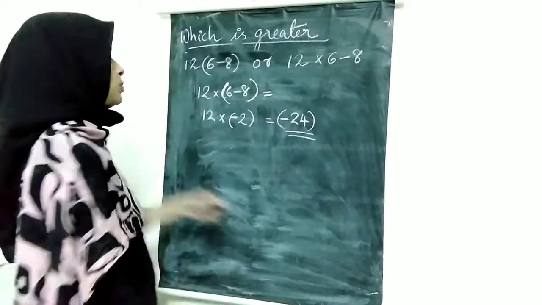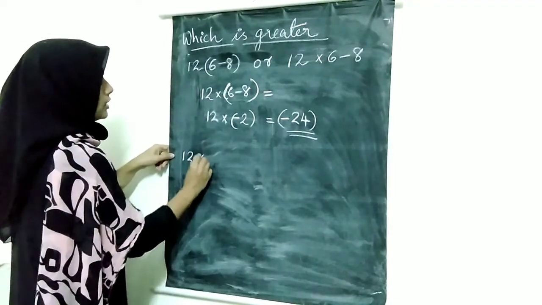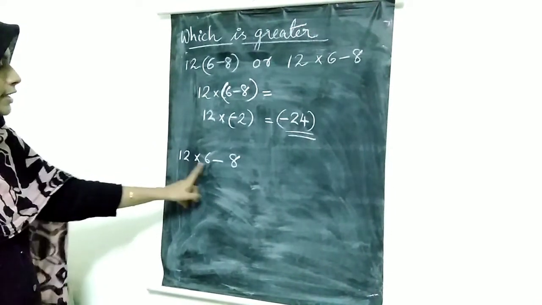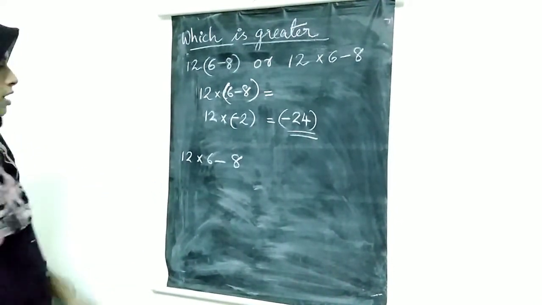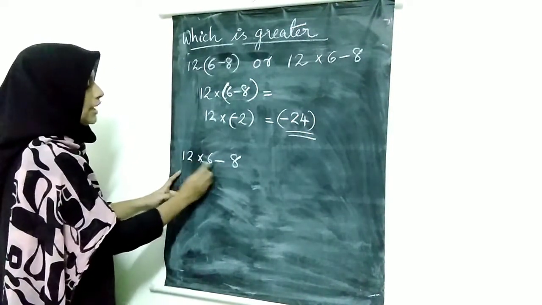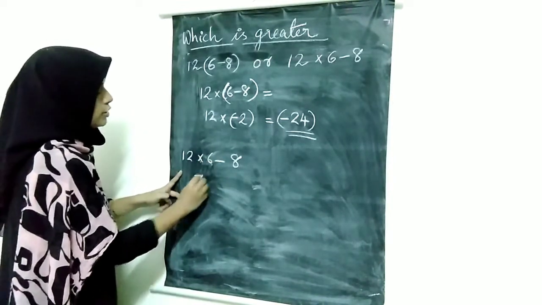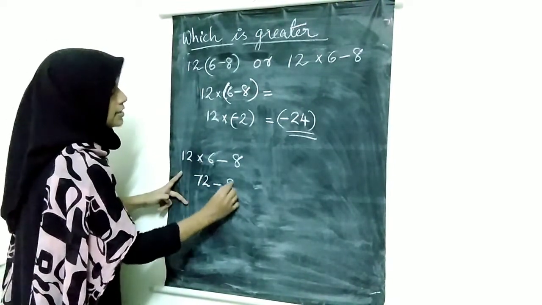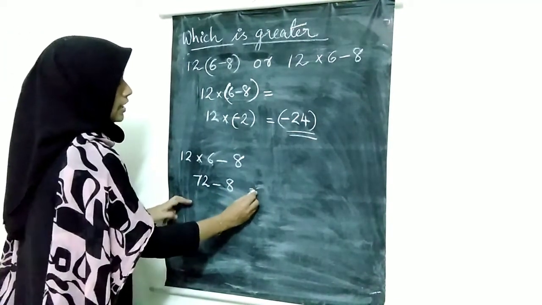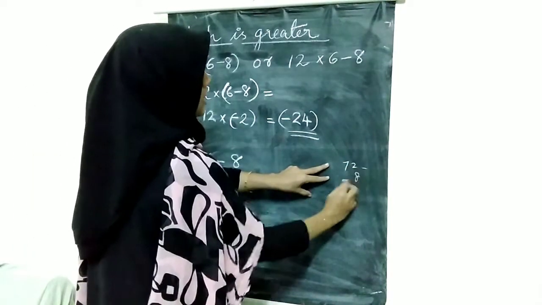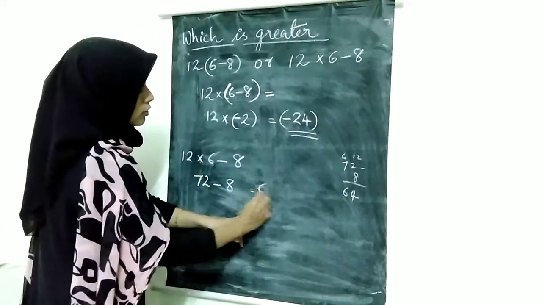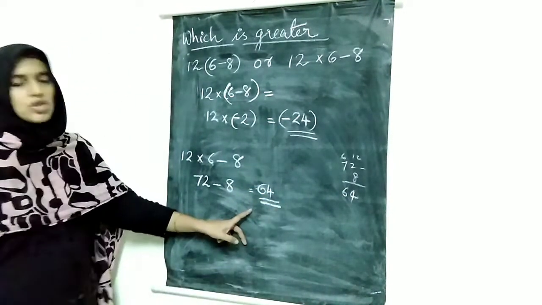Now we will take next part, that is 12 into 6 minus 8. So here you can see multiplication and subtraction. Using the BODMAS rule, first we solve multiplication. So 12 into 6 is 72 minus 8. Okay, 72 minus 8, subtract it. Here you will get 64. So, we got answer as 64.